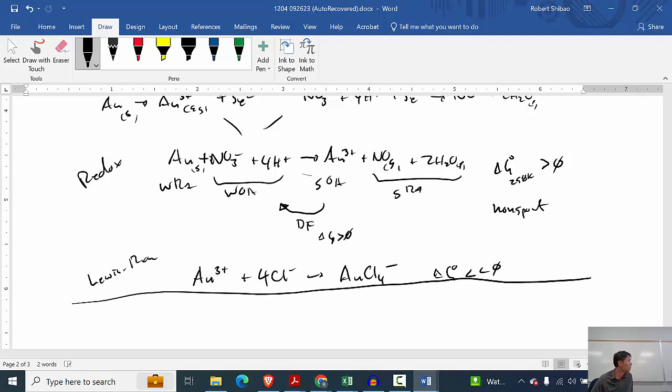And what we do is we can couple these two reactions. When we add up these two reactions, we'll get this as the net reaction. We have gold solid plus nitrate plus 4 H plus plus 4 chlorides is going to yield, okay, the gold 3 cancels. And so we end up with tetrachloroaurate 3.